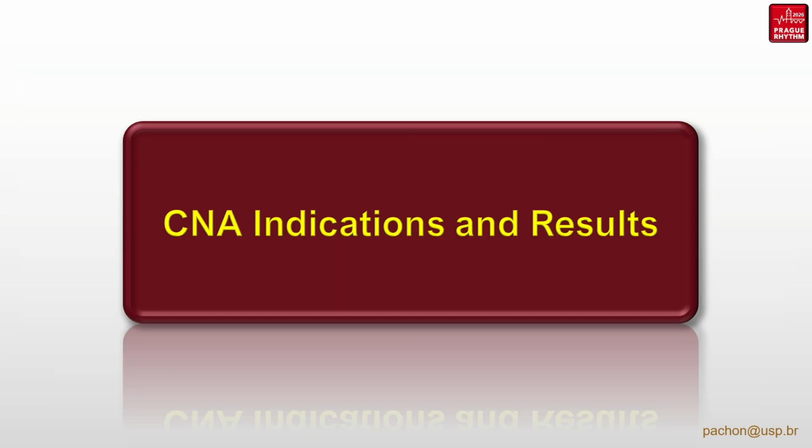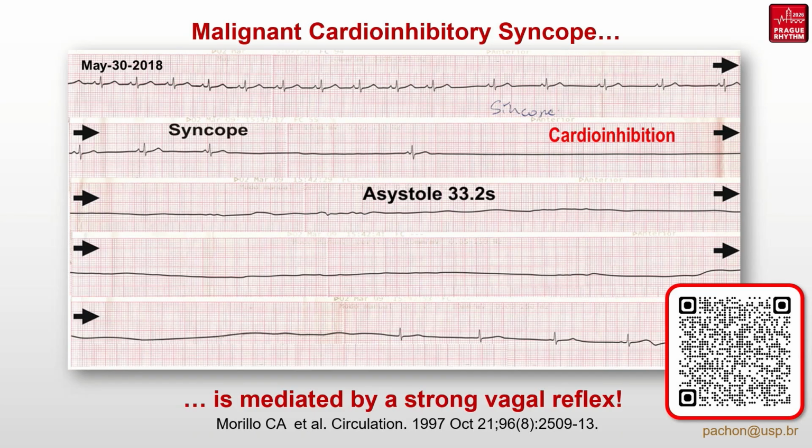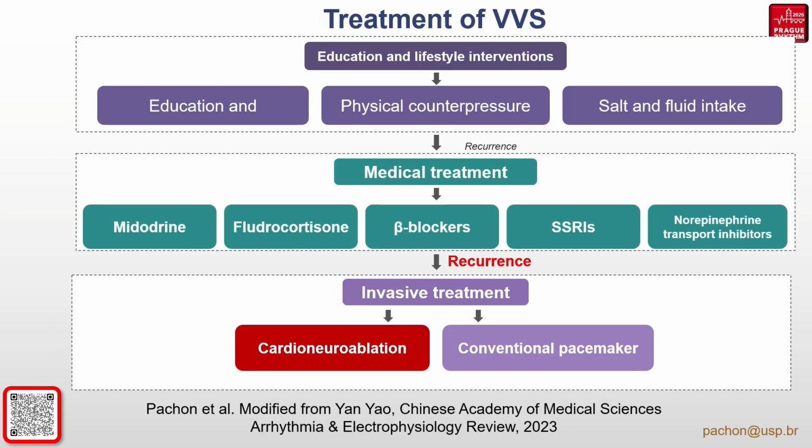And let's see something about the indications and results. Here, the main indication of cardioneuroablation is cardioinhibitory syncope. Like in this case, we can see a very long pause, a very long asystole that causes syncope. And here we can see a short workflow about the treatment of vasovagal syncope.